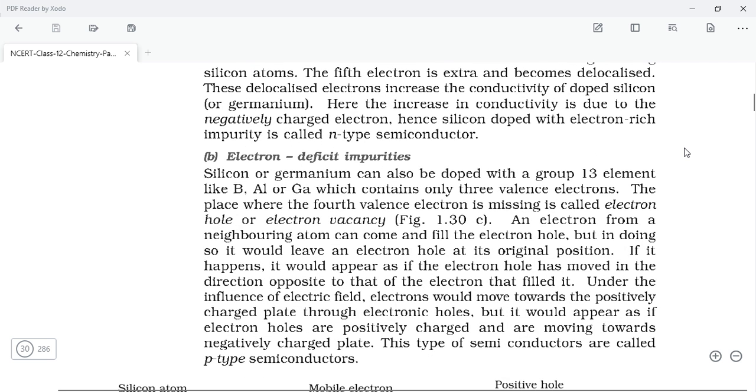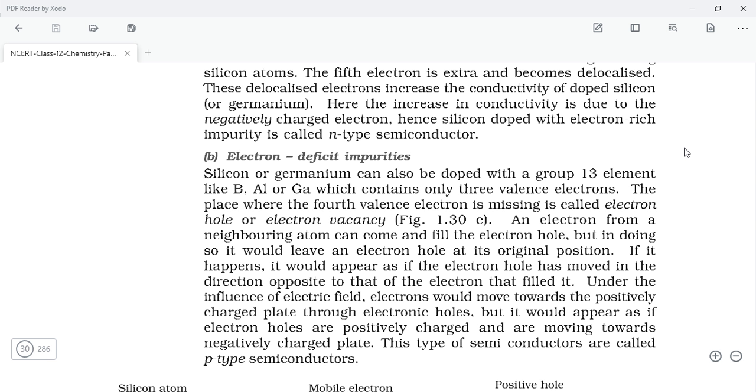And talking about the electron deficient impurities, silicon or germanium can also be doped with a group 13 element like B, Al or Ga, which contains only 3 valence electrons. The place where the fourth valence electron is missing is called an electron hole or electron vacancy.